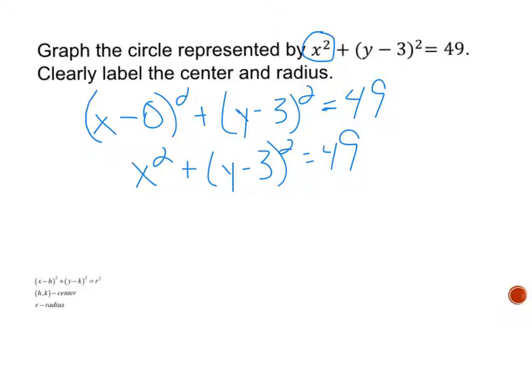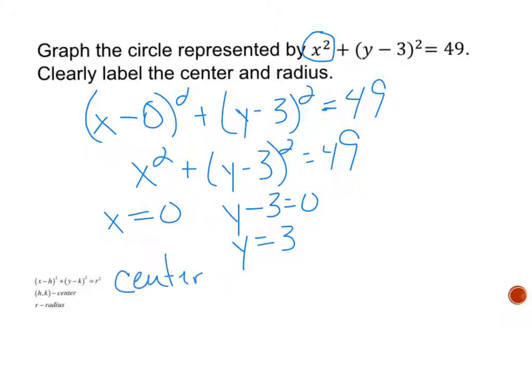So that being said, we know that the x coordinate of the center is going to be equal to 0. To figure out the y coordinate of the center, we would have to set y minus 3 equal to 0, and then by adding 3 to both sides, we get y equals 3. Therefore, the center of the circle would be at 0, 3.